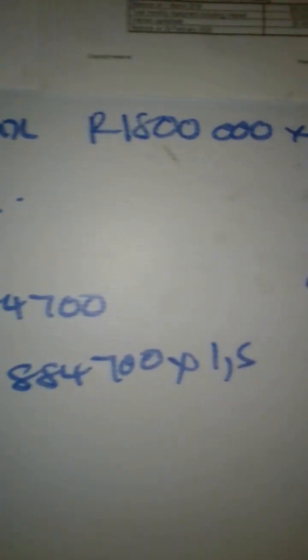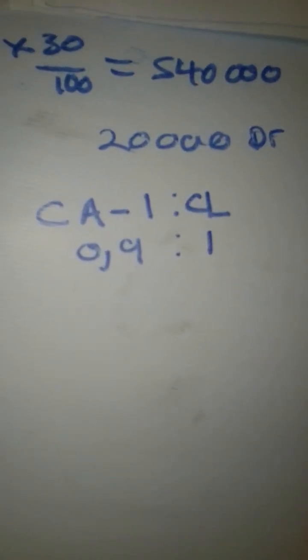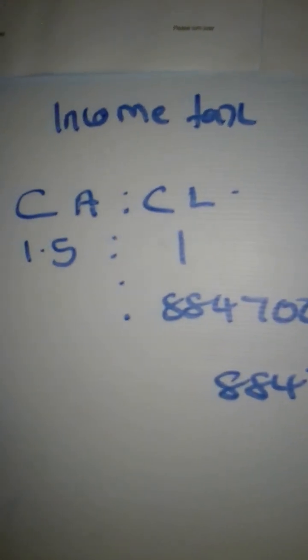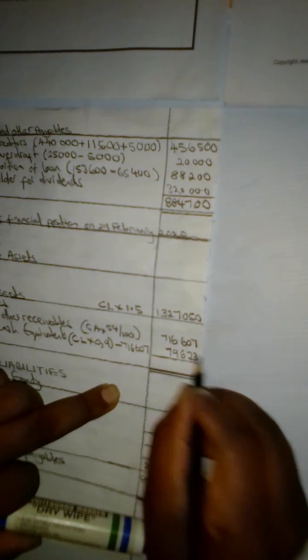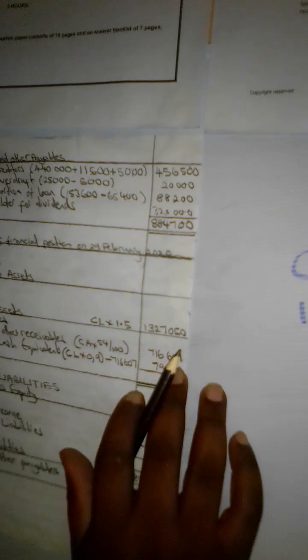So 0,9 times 884,700 minus 716,607, let's calculate together and find out exactly how much we are going to get after making that calculation. The cash and cash equivalents, we are going to get something like 79,623.